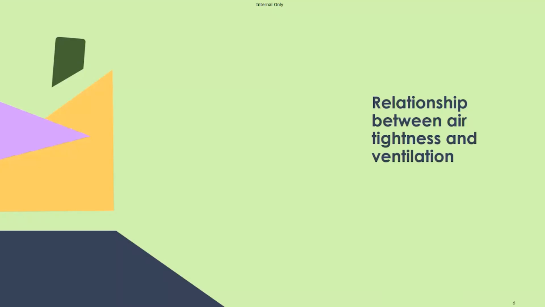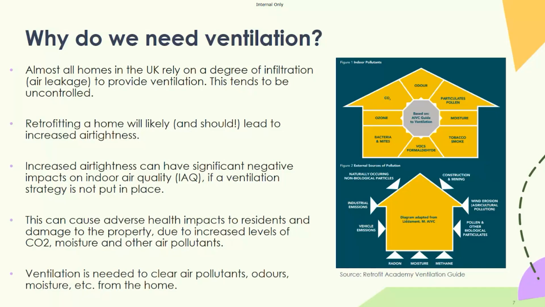Okay, so I've made lots of cross-reference already to ventilation. So just in terms of elaborating a bit more on the relationship between air tightness and ventilation, I'm sure many of you will fully appreciate the importance of ventilation and why it's needed. But essentially, in the situation we have at the moment, the majority of existing homes in the UK rely heavily on infiltration as the primary source of ventilation.